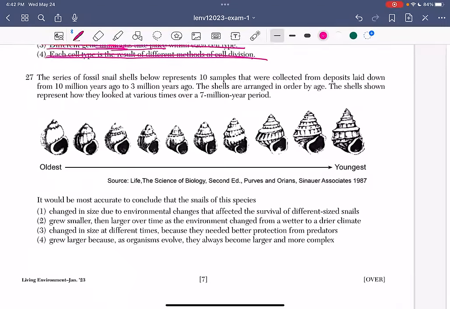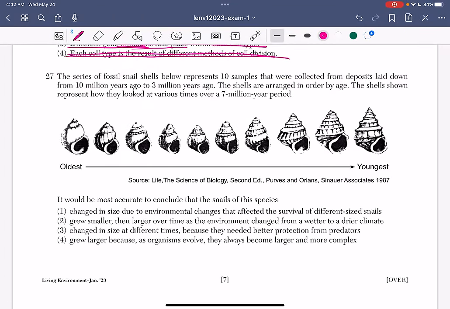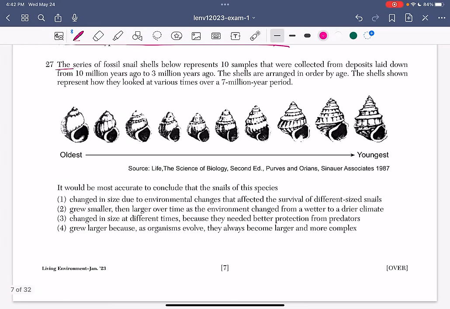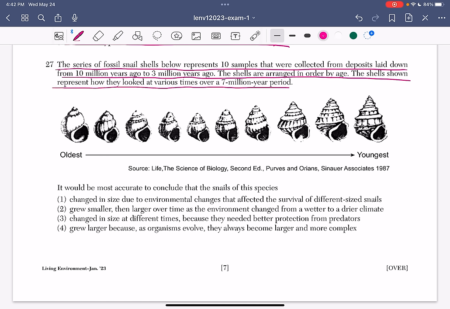27, we're getting closer and closer. Okay, let's read the directions. The series of fossil snail shells below represent 10 samples that were collected from deposits laid down from 10 million years ago to 3 million years ago. The shells are arranged in order by age. The shells shown represented how they looked at various times over a 7 million year period. Okay, so this is the oldest. And as time passed by, this is the most recent, the youngest.